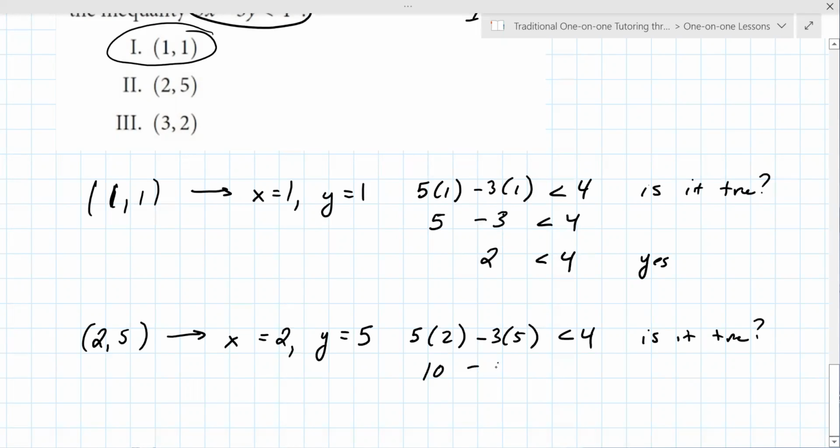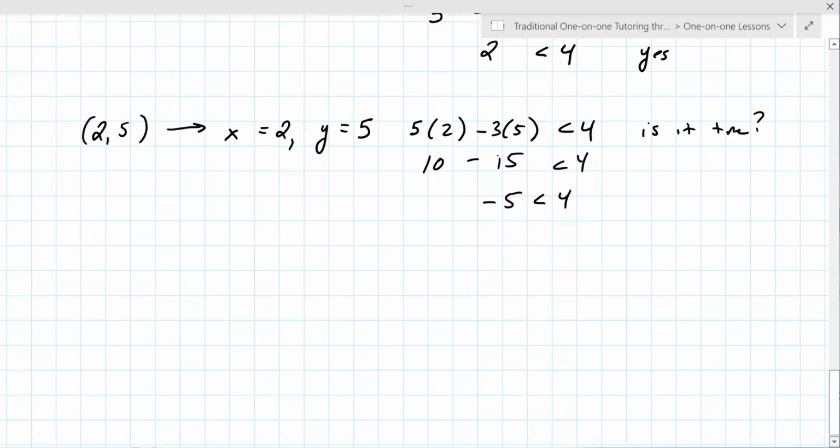3 times 5 is 15. I thought it was 15. Okay, now what is 10 minus 15? -5. Is -5 less than 4? Is that true? No.